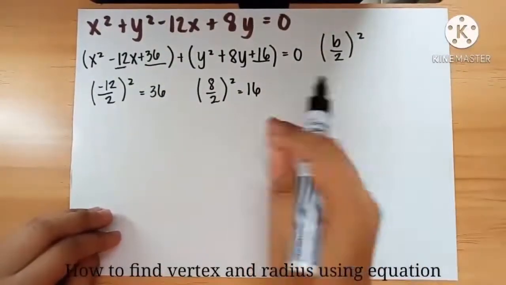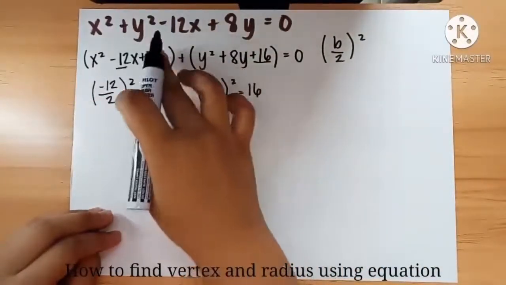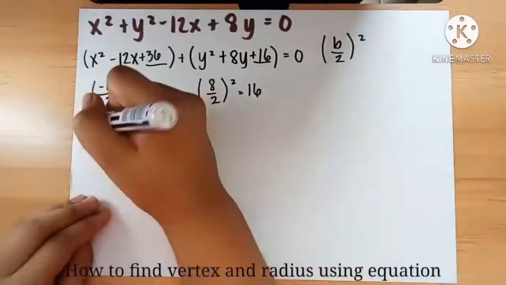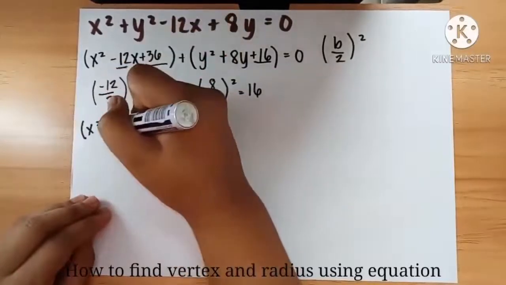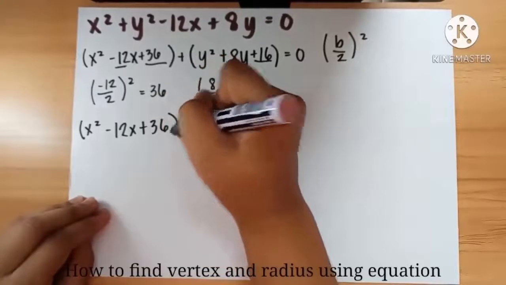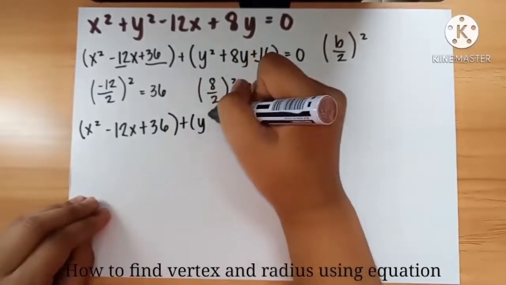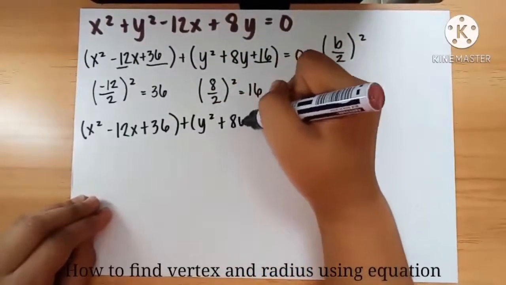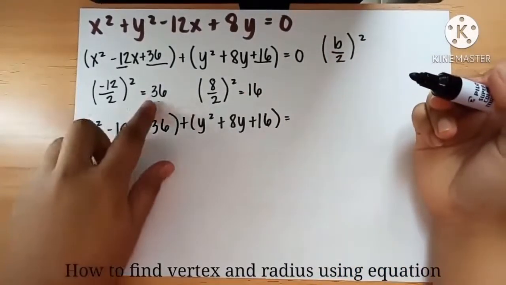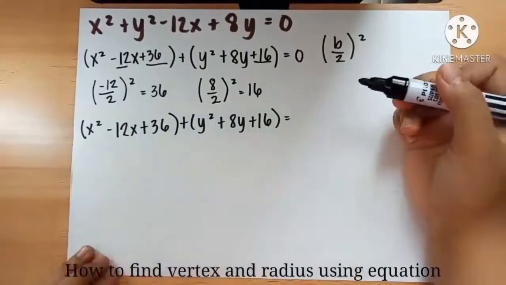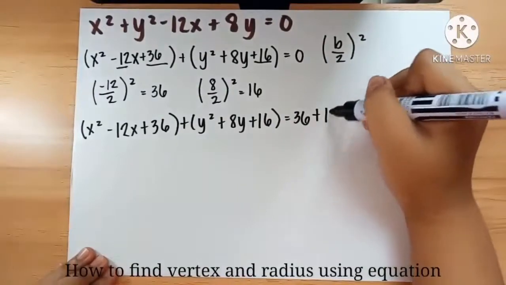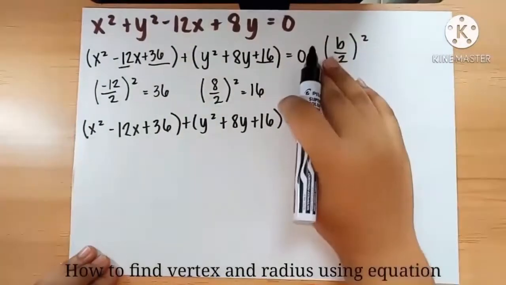Always remember this. If you add or subtract something from the left side, you also have to do that on the right side. So our equation will become plus 36 plus y squared plus 8y. We have to add plus 36 plus 16 on the right side. So the 0 will disappear.